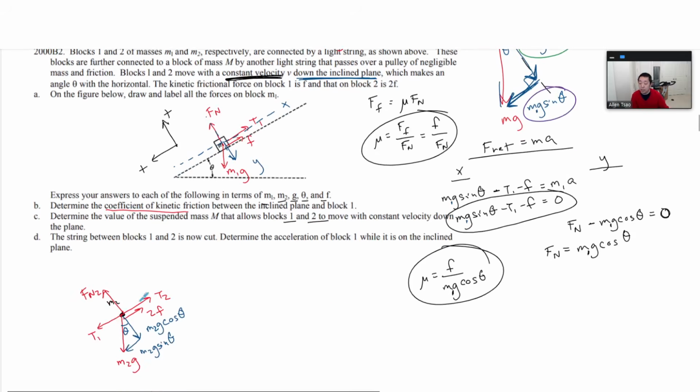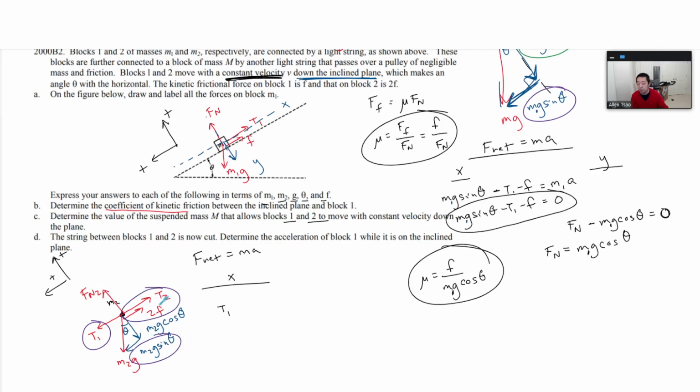So if I look at this equation, let's say down the ramp is positive. We're going to do net force equals ma. I'm only going to focus on the x direction right now because I know that I only care about T2. I don't really care about the vertical direction. So which forces are down the ramp? Let me circle them, the ones in the x direction. This force is in the x direction. This force is in the x direction. And these two forces are in the x direction.